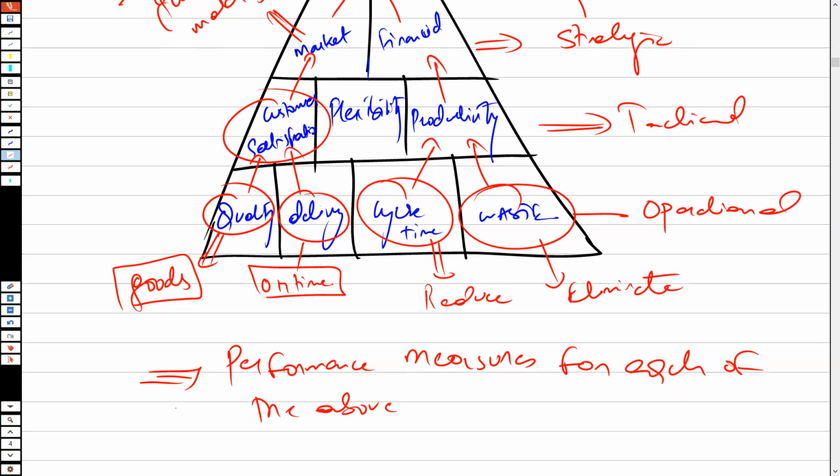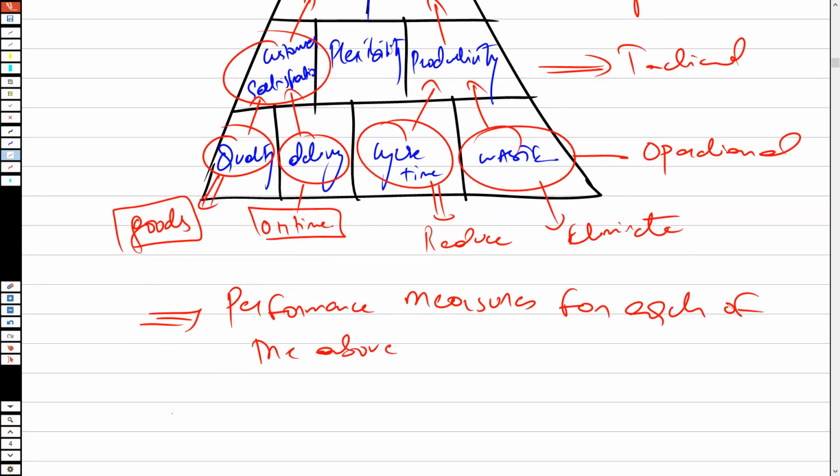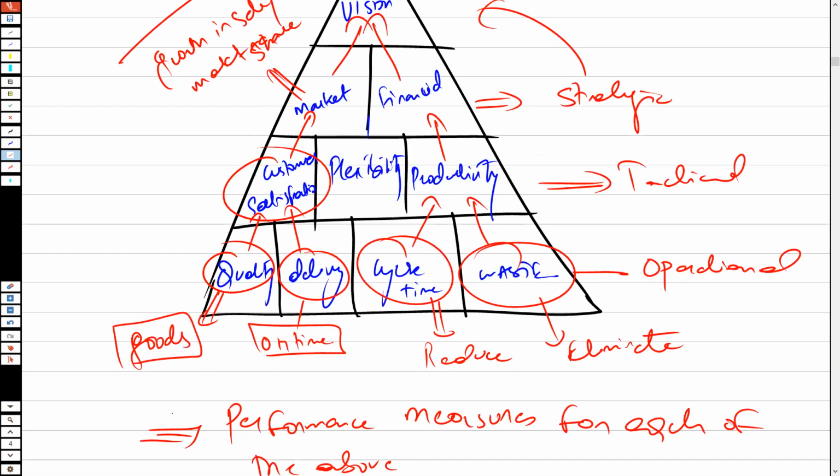Now, one thing that I want you to understand is that there is something which is called flexibility. Flexibility is actually adaptability. And this flexibility is going to affect both the customer satisfaction and the productivity.